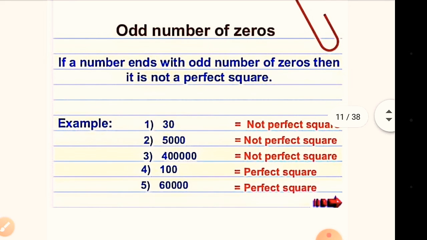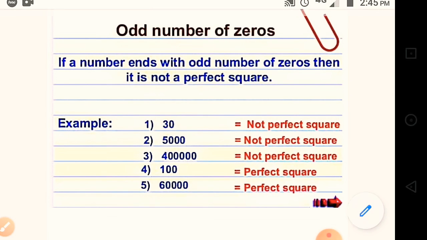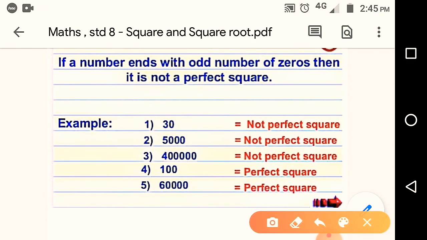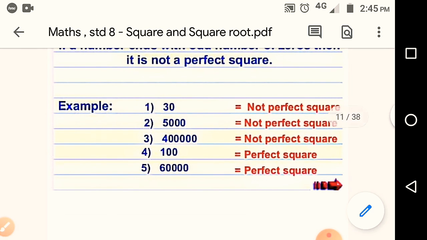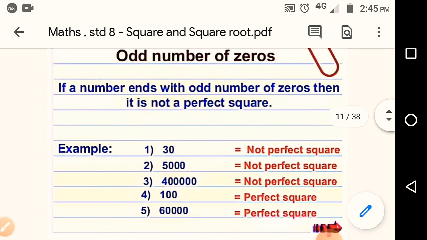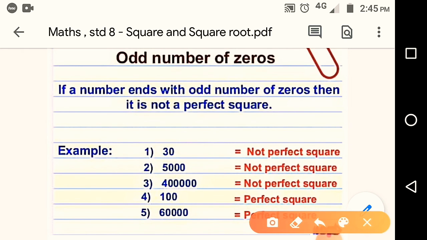Now, moving ahead, odd number of zeros. If a number ends with an odd number of zeros, then it is not a perfect square. For example, if you square 10, the answer will be 100. So there should be an even number of zeros. For example, 30. So if you are squaring 30, how many zeros will be there in the answer?